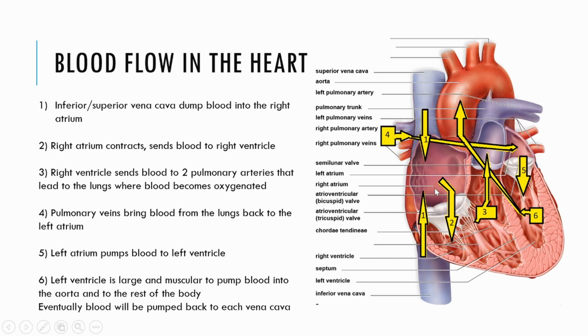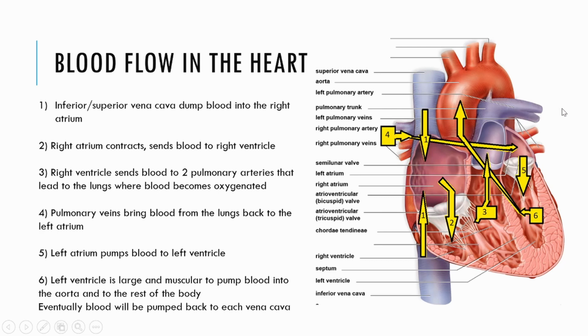When the right atrium contracts, meaning it squeezes, that's going to push blood through our AV valve, through our tricuspid valve, into the right ventricle, right here. So we've gone through the tricuspid valve into our right ventricle. The right ventricle will then contract and squeeze and send blood up through our pulmonary semilunar valves, through the pulmonary trunk, to the pulmonary arteries. The pulmonary arteries will carry blood to the lungs.